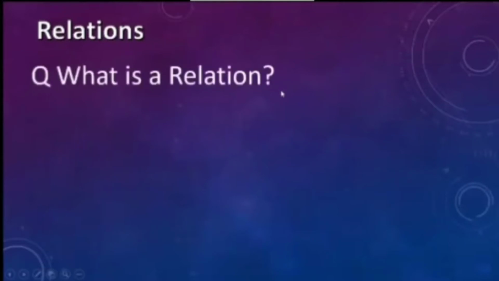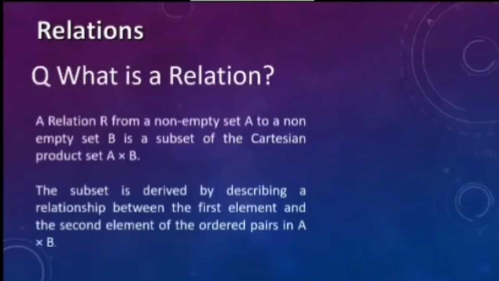Today we are going to discuss relations, children. So what is a relation? A relation R from a non-empty set A to a non-empty set B is a subset of the Cartesian product A cross B. Yesterday you learned what a Cartesian product is. So a relation is a subset of the Cartesian product, and you know what a subset is.